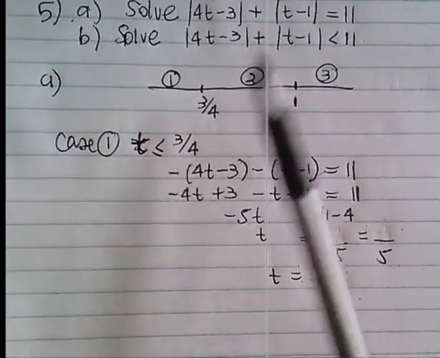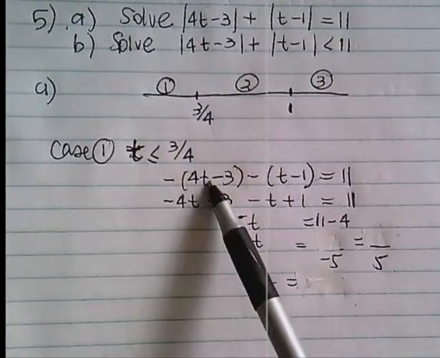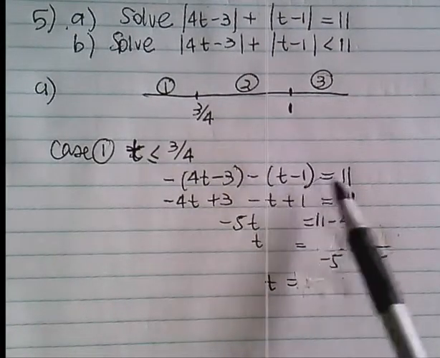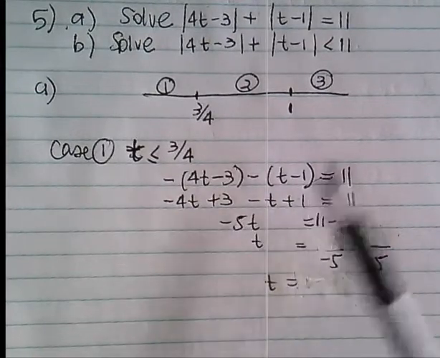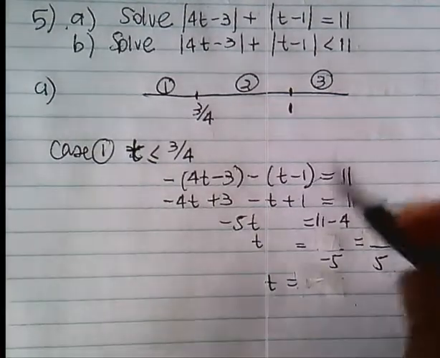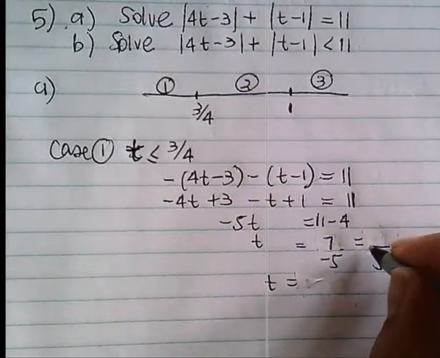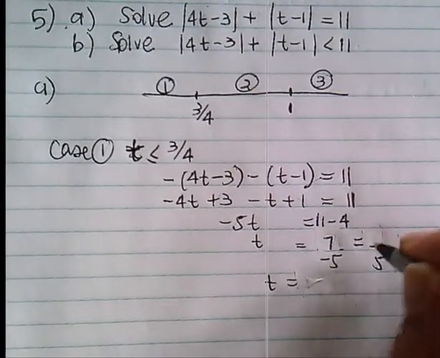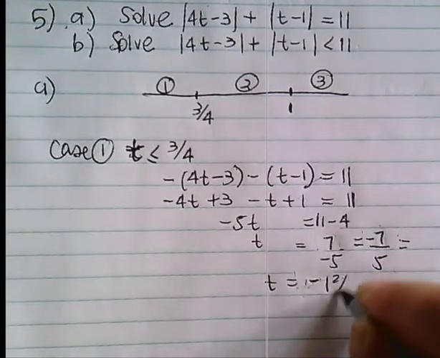We're going to try t is 0. This first thing would be negative. This would also be negative. So we've got negative of that minus this is 11. Negative 4t plus 3 minus t plus 1 is 11. Negative 5t equals 11 minus 4. So it's 7 over negative 5 or negative 7 over 5, which is negative 1 2/5.